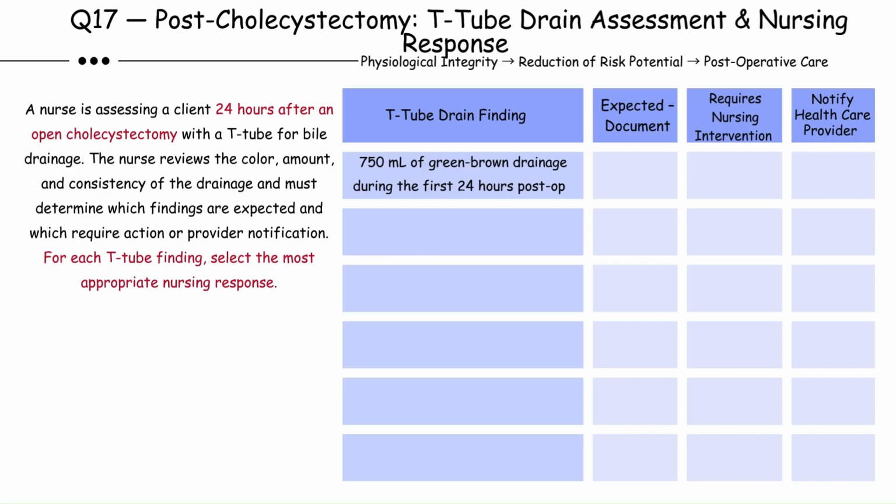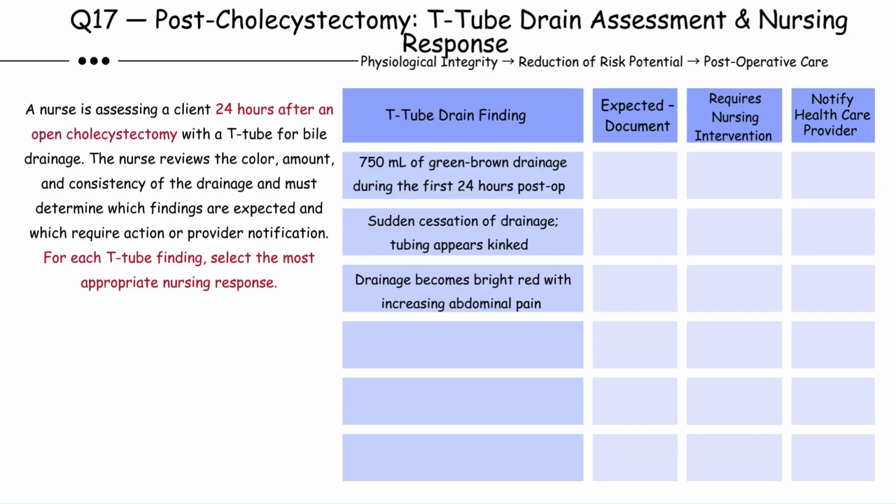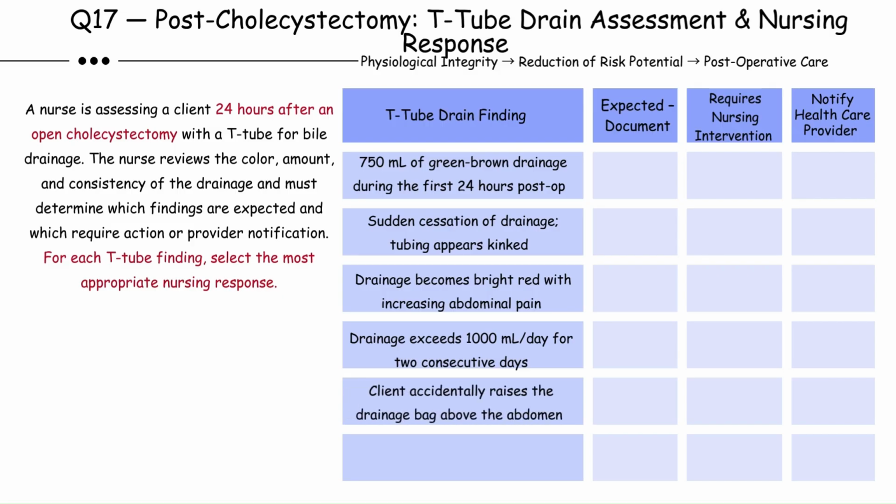750 milliliters of green-brown drainage during the first 24 hours post-op. Sudden cessation of drainage. Tubing appears kinked. Drainage becomes bright red and the client reports increasing abdominal pain. Drainage exceeds 1,000 milliliters per day for 2 consecutive days. The client accidentally raises the drainage bag above the level of the abdomen. Serosanguineous drainage transitions to clear golden bile by day 3.